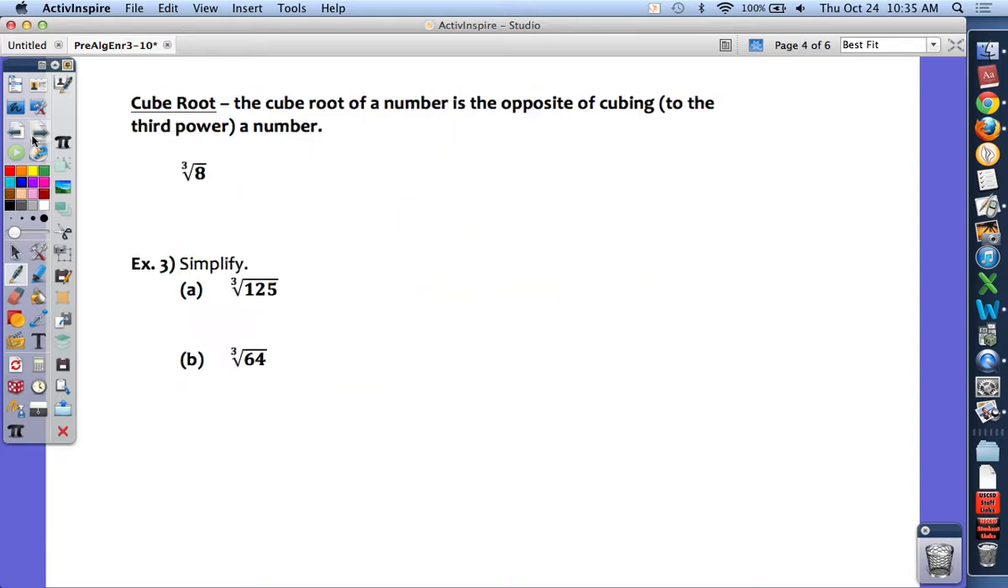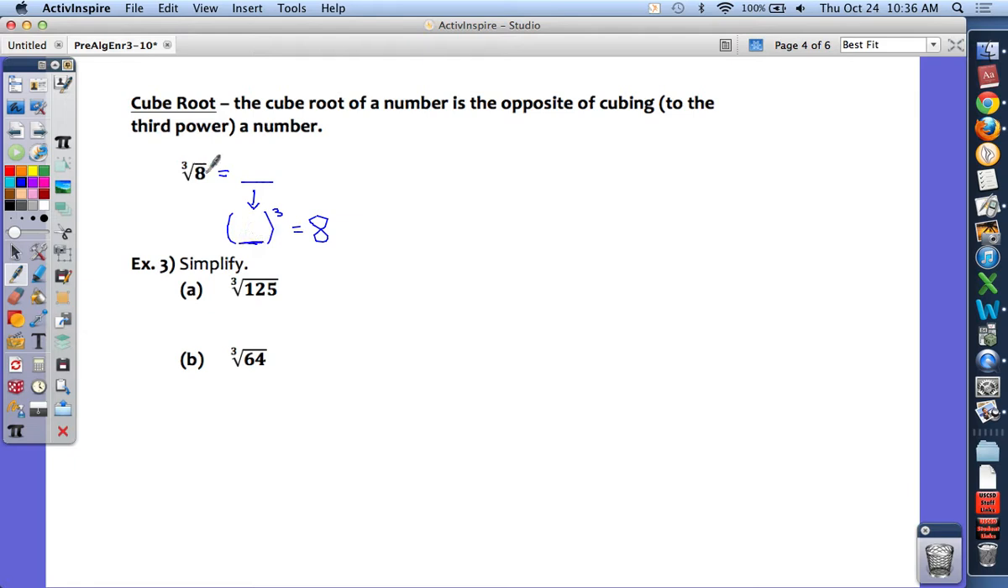The last thing that we're going to talk about today then is cube roots. So we talked about square roots. You should be comfortable with some of the cube roots as well. The cube root of a number is the opposite of cubing, or to the 3rd power of a number. So when you see the cube root of 8, that's equal to a number, and the number that it's going to be equal to is the number that you would cube to get 8.